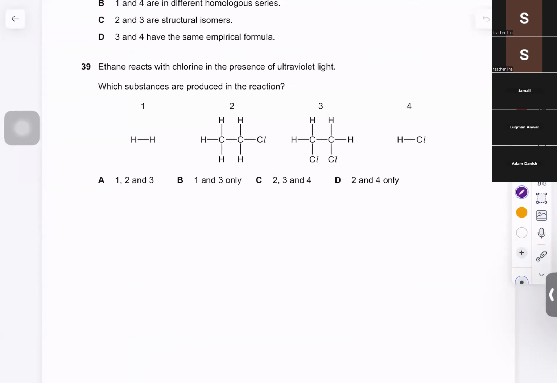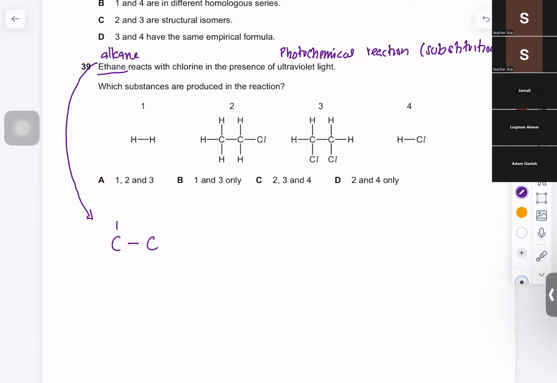Okay, Bismillahirrahmanirrahim. Okay, so ethane reacts with chlorine in the presence of ultraviolet light. This one we call a photochemical reaction. It is under substitution reaction. Ethane is under alkane, and ethane is C2H6.